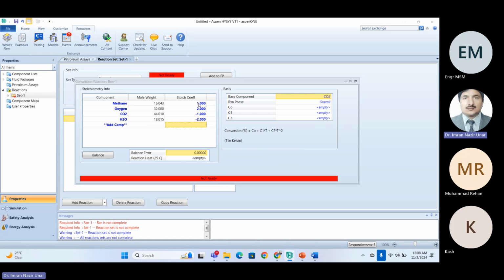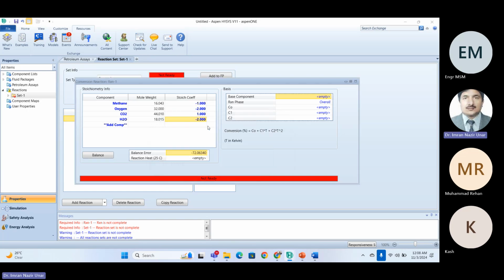Okay, now see, when I reverse the thing, then again balance is zero. But now the base component is from the product side, either CO2 or H2O. So this is wrong. Base component is always from the reactant side. So from this information, I got that reactants are always negative and products are positive.